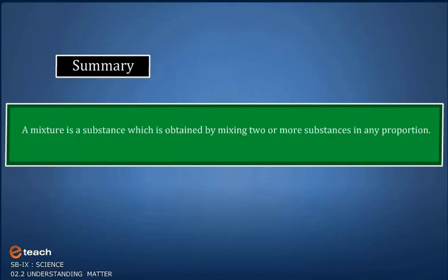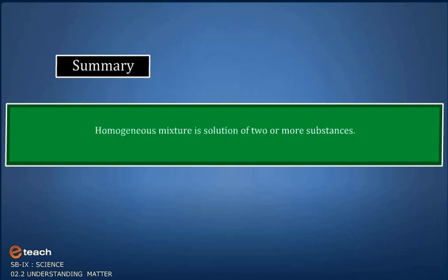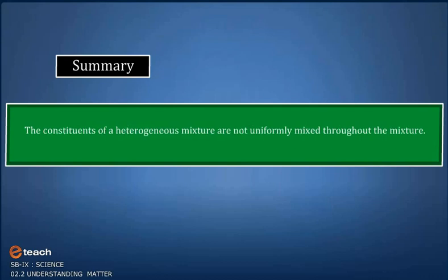Summary: a mixture is a substance which is obtained by mixing two or more substances in any proportion. A homogeneous mixture is a solution of two or more substances. The constituents of a homogeneous mixture are uniformly mixed throughout the mixture. The constituents of a heterogeneous mixture are not uniformly mixed throughout the mixture.